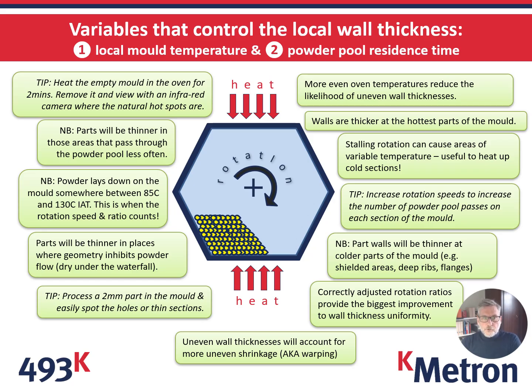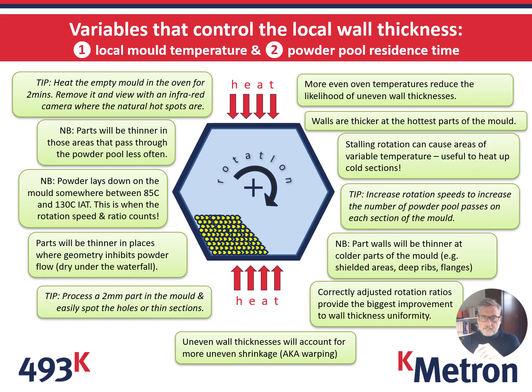There are only 2 variables that control the wall thickness of your part. 1, the local mold temperature at that part, and 2, the number of times that part of the mold goes into the powder pool, described here as the powder pool residence time. We have shown here a number of tips and observations that may help you understand better how wall thicknesses are set up within your moulding.